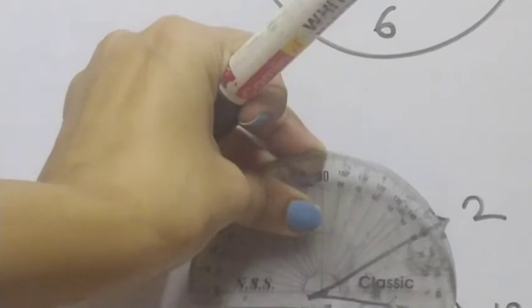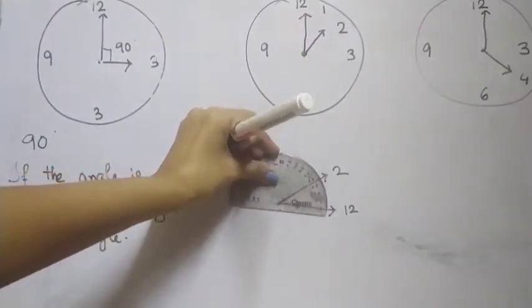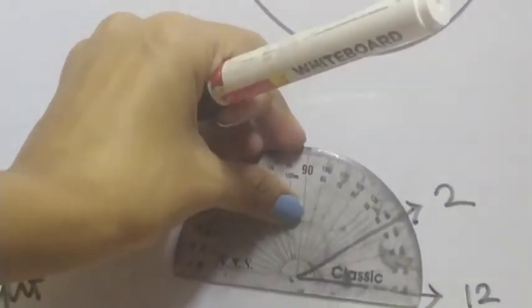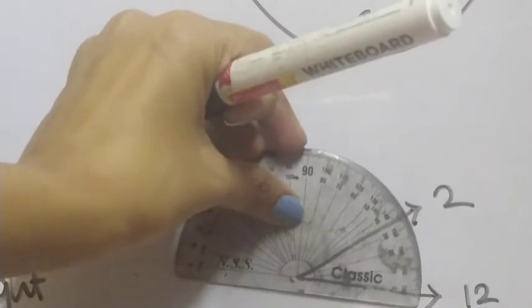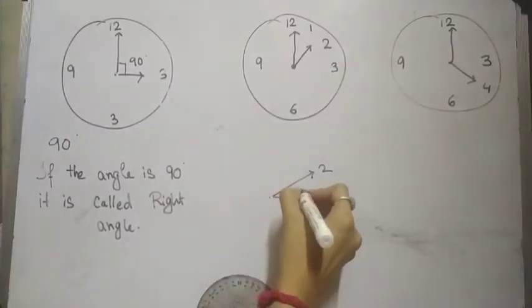See, I am showing you again. This is almost 35 degree. Again I am showing you. Okay, so this is 35 degree. So this angle I am getting is 35 degree.